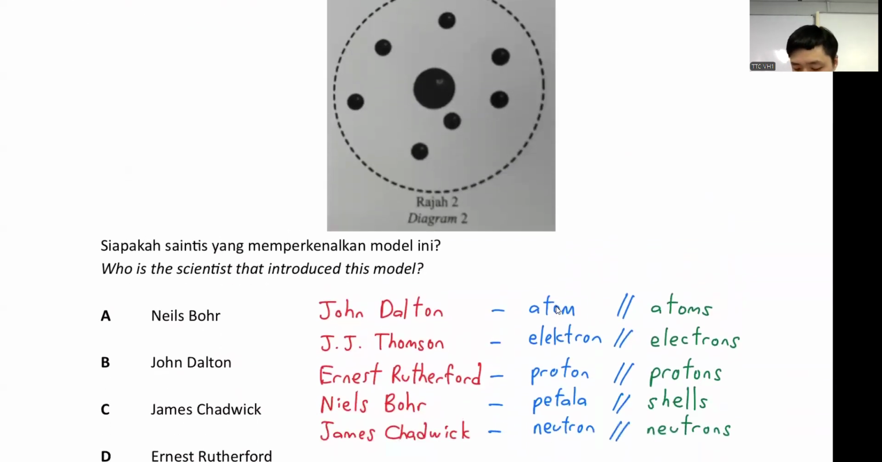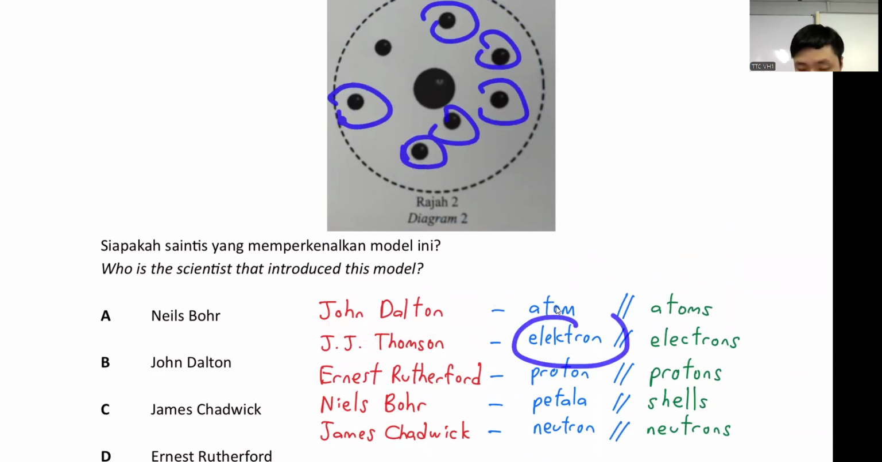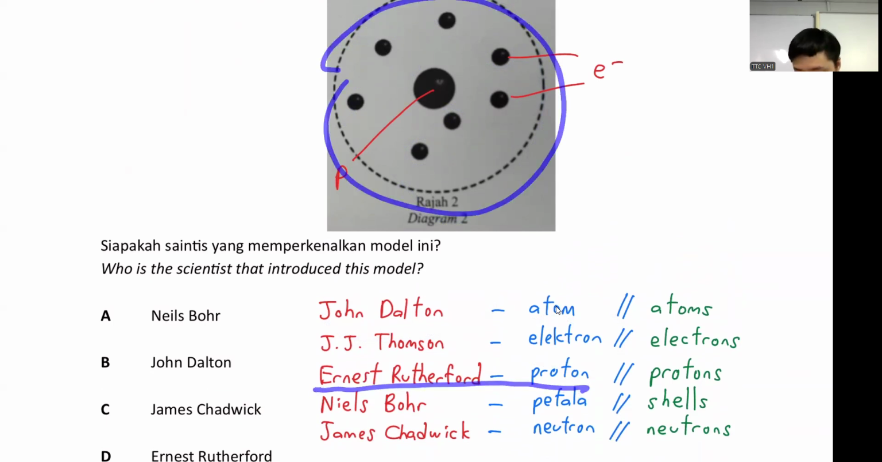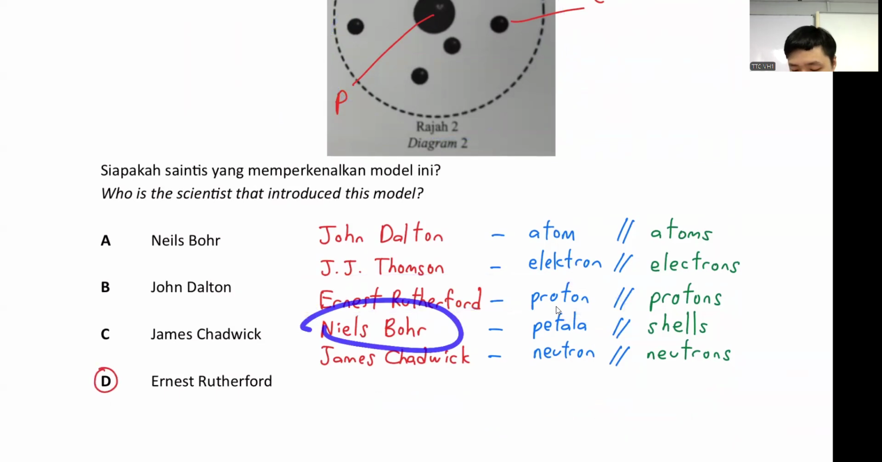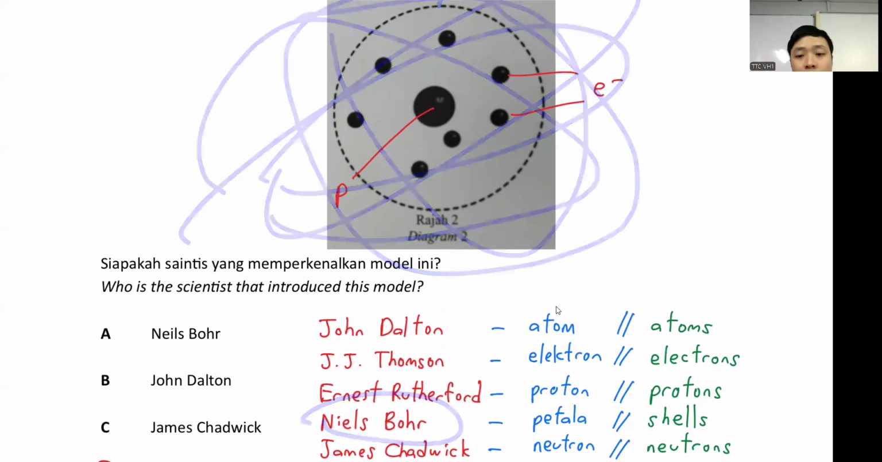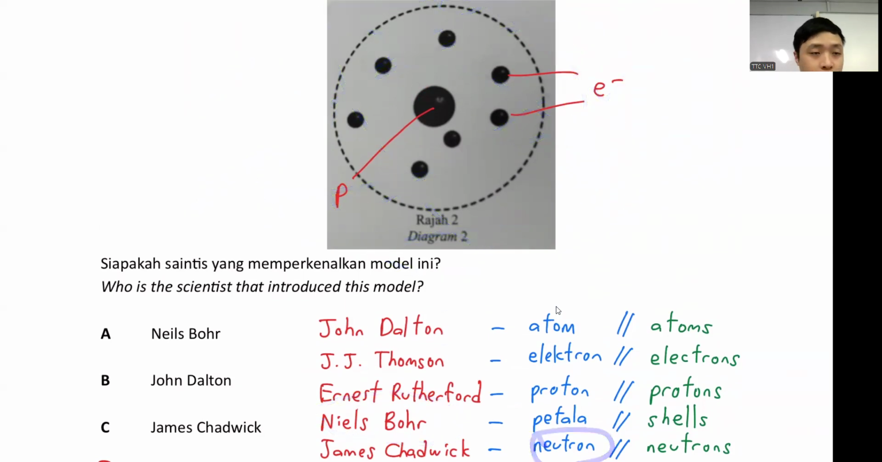So this one already has atom, so already passed Dalton. Then electron, yes, you got electron also. These are all the electrons, and you got nucleus in the middle, which contains proton. So this model is from Rutherford. Next, Bohr, they will draw the shells outside, a lot of shells like this. Chadwick, they tell you inside the nucleus there is neutron.